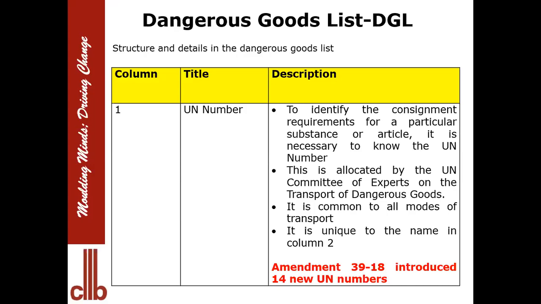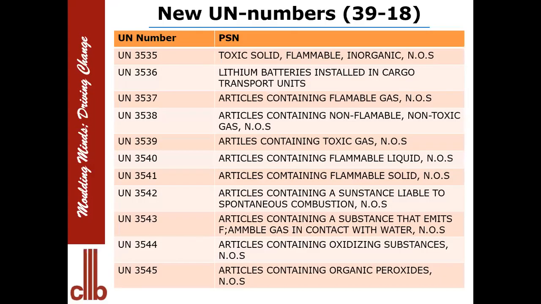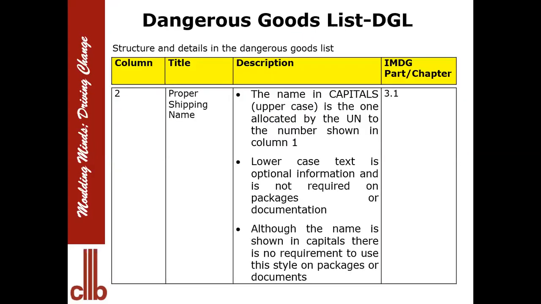Okay, so the UN number is the first column, and the second column is going to give you the proper shipping name of the substance. Now, the proper shipping name, as I mentioned to you, is the technical name of the substance.